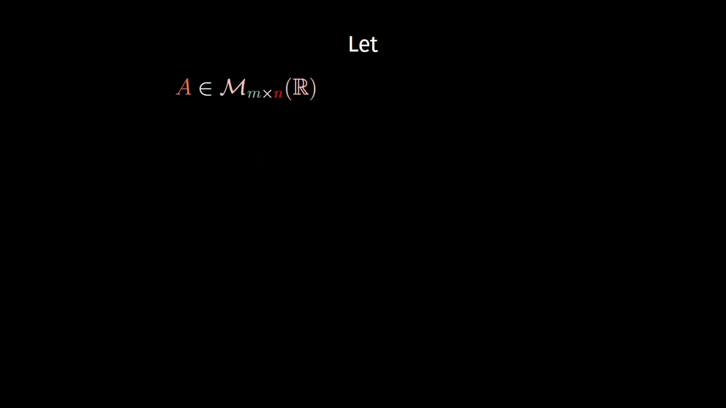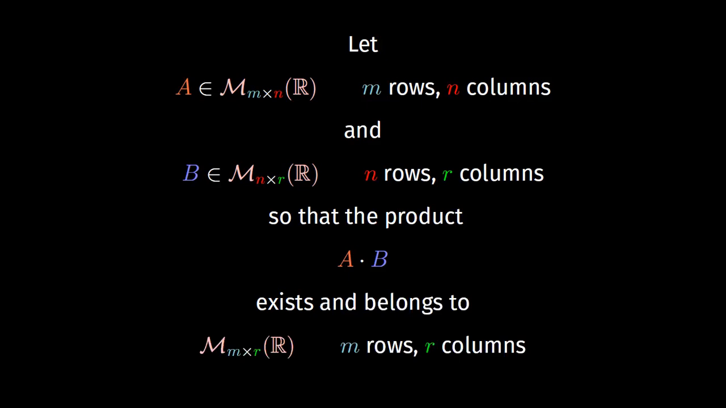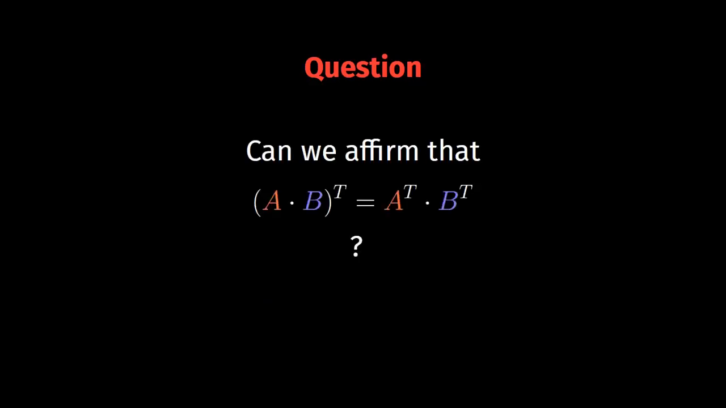Let's get straight to the point. We take a matrix A with m rows and n columns. Then a matrix B with n rows and r columns, so that the product A times B exists, because the number of columns of A coincides with the number of rows of B. Don't forget that the matrix A times B has m rows and r columns. Putting these tedious notations aside, we simply want to know if the transpose of the product A times B is the same as the transpose of A times the transpose of B.